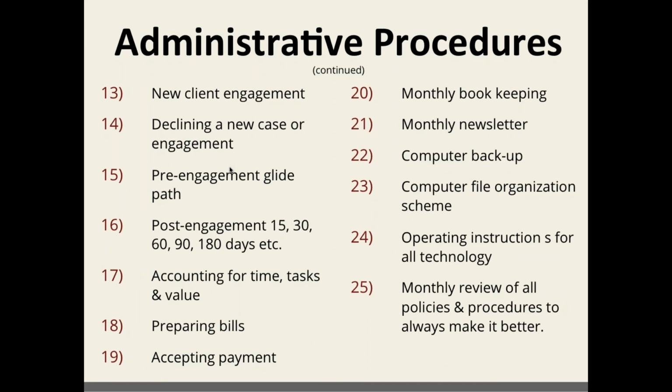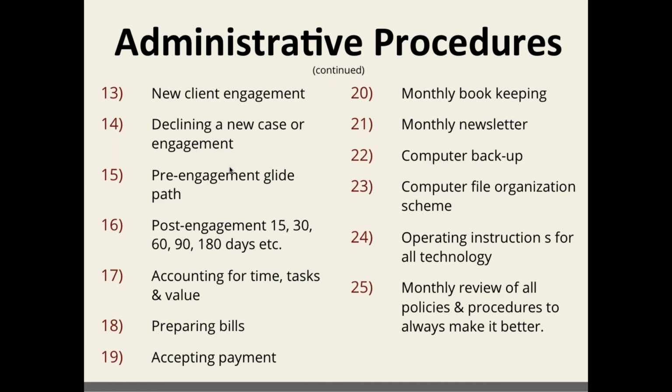And as you'll see down the rest of this list, and these are in the checklist, preparing bills, accepting payments, monthly bookkeeping. As an owner of a law firm, you've got to manage all of that. Even if you're just working within a law firm, computer backups and computer file organization are key to your sanity, being able to find stuff. And yes, it takes a little bit of time to come to an agreement with everyone. How are we going to name the files? How are we going to name the computer folders so that everyone starts using them consistently?